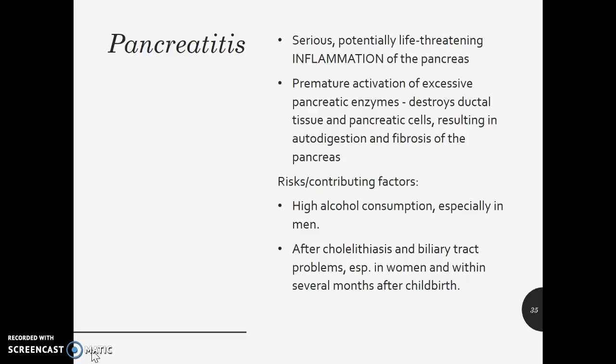Risk factors that contribute to pancreatitis: high alcohol consumption, and especially in men, is a huge risk factor. And high alcohol consumption is a risk factor in both men and women. And a lot of times patients that do have pancreatitis continue to drink even though they've had pancreatitis before. And so they will not always tell you the truth about that, so just know that. And in women, sometimes they will have cholelithiasis and a biliary tract problem and then end up with pancreatitis. And in a small amount of people, they actually may develop pancreatitis several months after having childbirth.